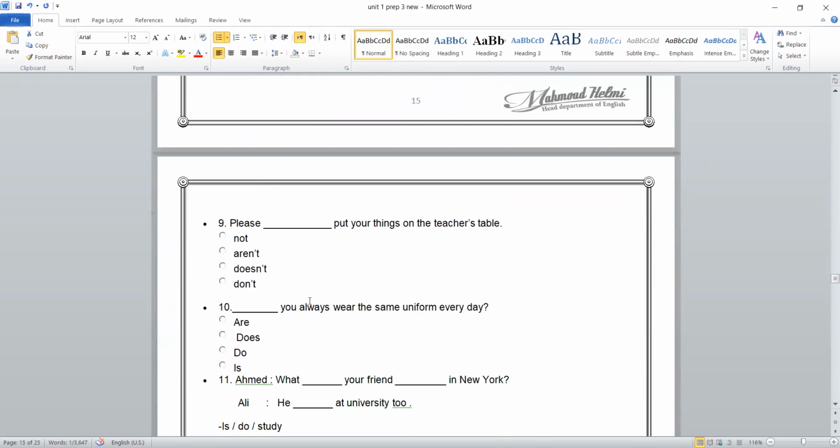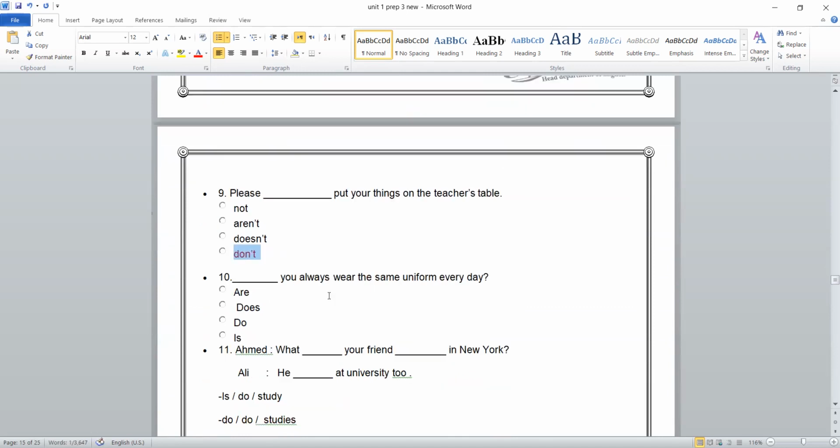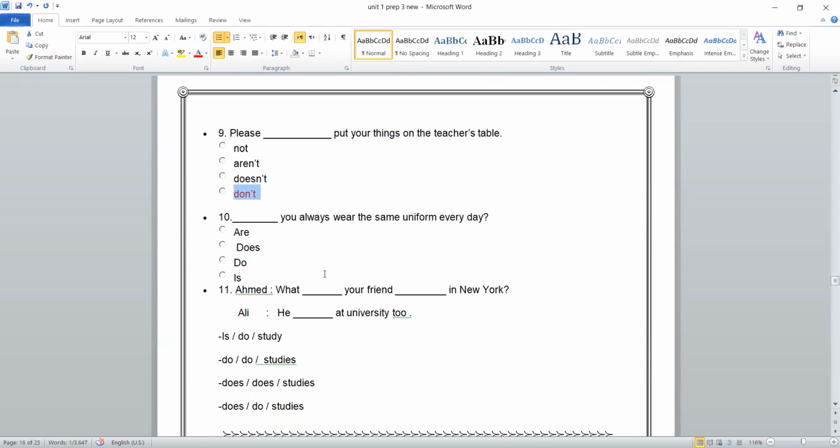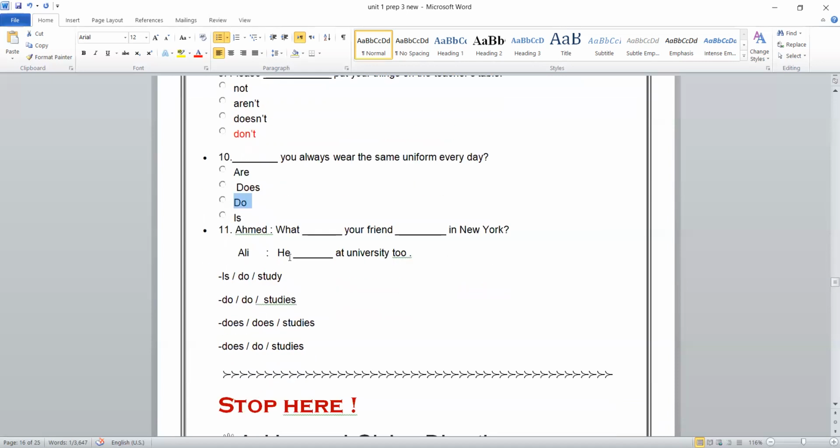Please put your things on the teacher's table. Please don't. You always wear the same uniform every day. This is a question. Are, does, do, is. Of course, the right answer: do. Do you always wear the same uniform every day?